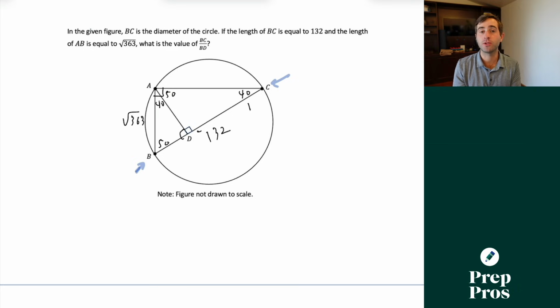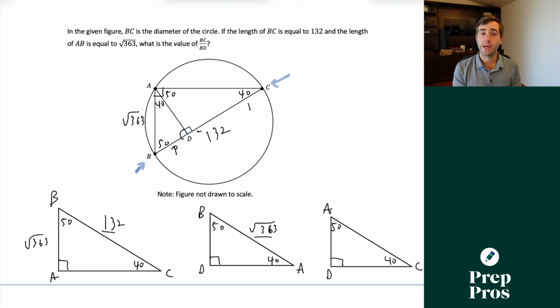So the next step is going to be to draw all of the triangles out with those 40, 50, 90 in the right positions. Now, once we have these drawn out, it's way easier to set up our proportions. Now we're going to see that we're only going to be using these two triangles because we don't have any information from this one. But remember, we are trying to solve for BD, so we'll put X here. But now we can see that we can set up the proportion as 132 is to root 363, root 363 is to X, and that's going to let us solve for BD, and we're ultimately trying to find BC over BD. So we're simply going to set that up.